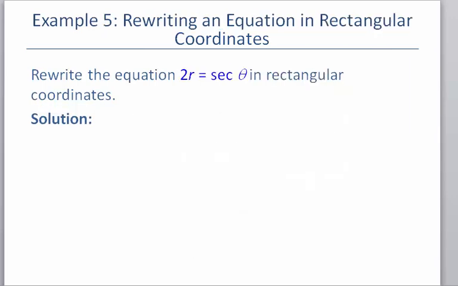Okay, let's try one more example like this. Our next example asks us to rewrite the equation 2r is equal to secant theta in rectangular coordinates. So currently our equation is in polar form because it has an r and a theta, and we want to write it in terms of x and y. So again, what I want to do is I want to think about my formulas for x and y. x is equal to r cosine theta, and y is equal to r sine theta.